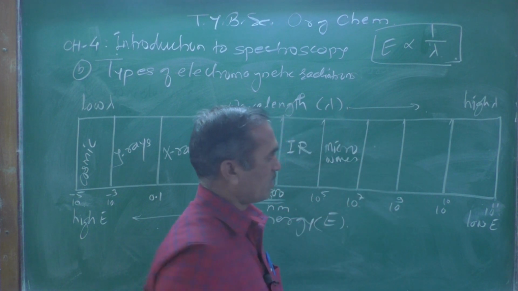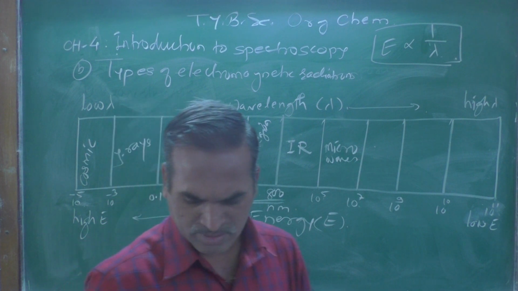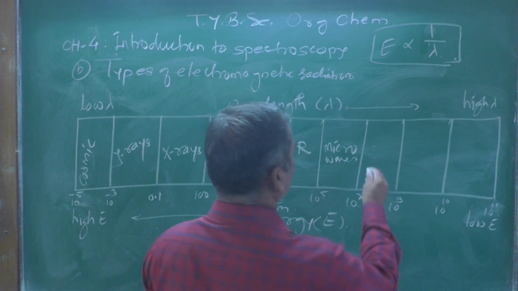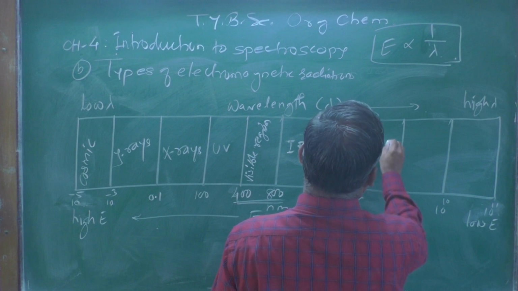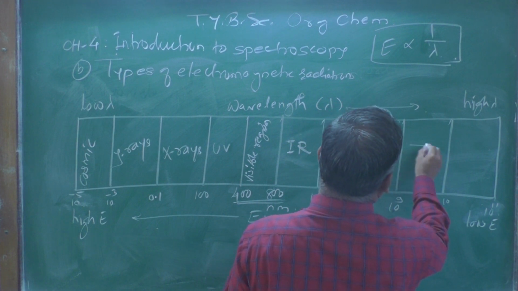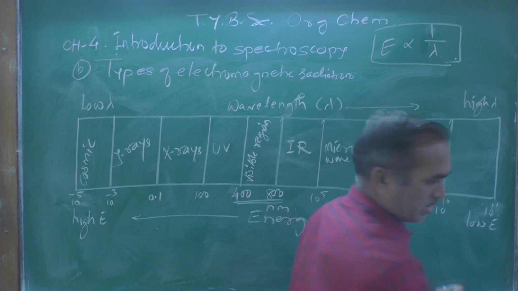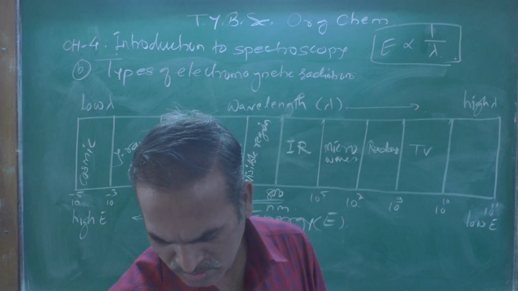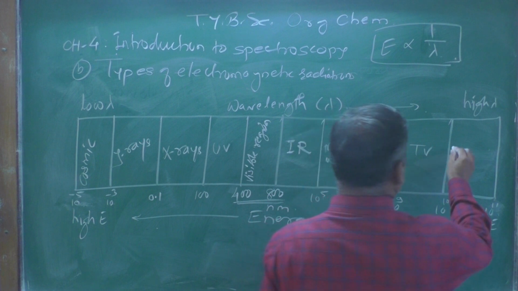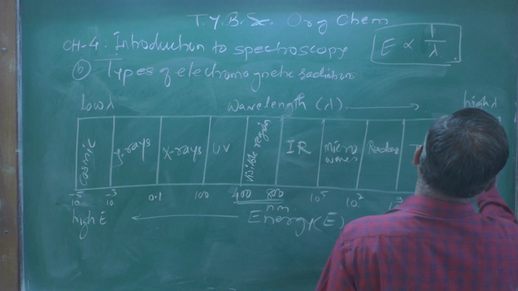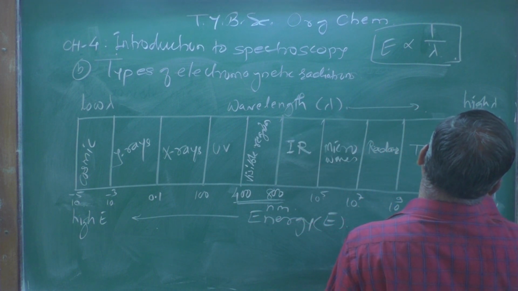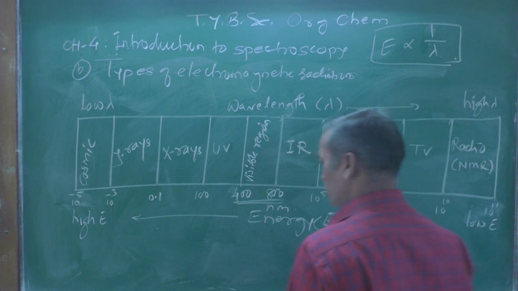Then this one is known as a radar. This one is known as a TV, and this one is known as a radio. Radio waves. Radio, in bracket you can write NMR. So look at here.